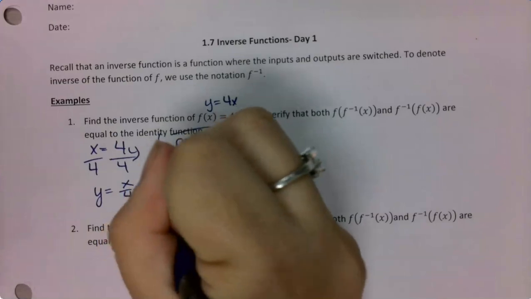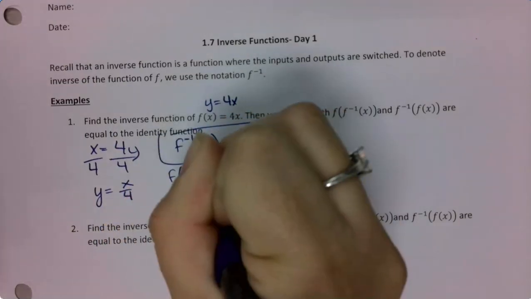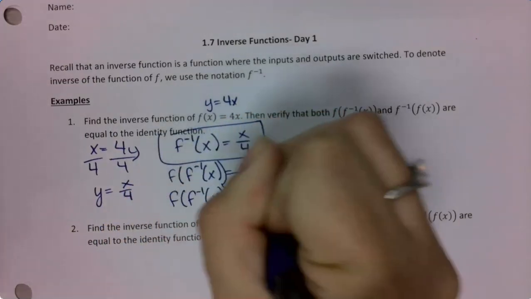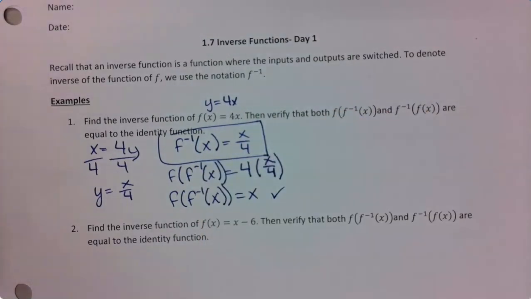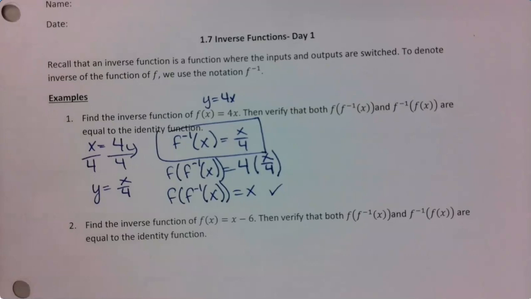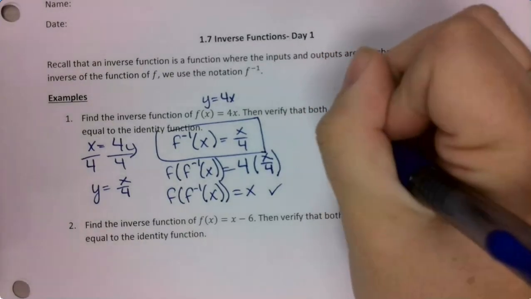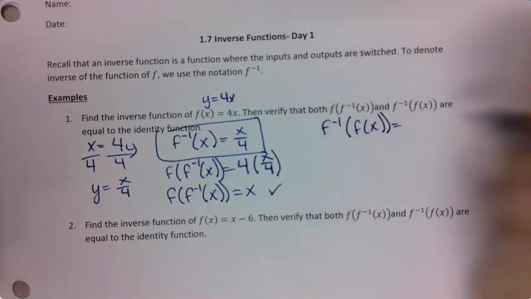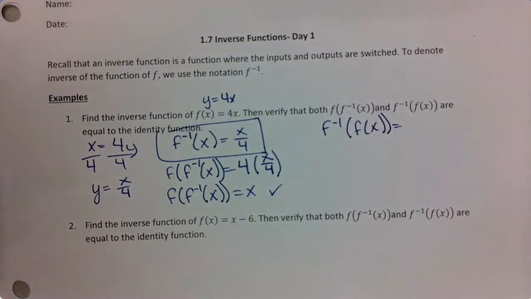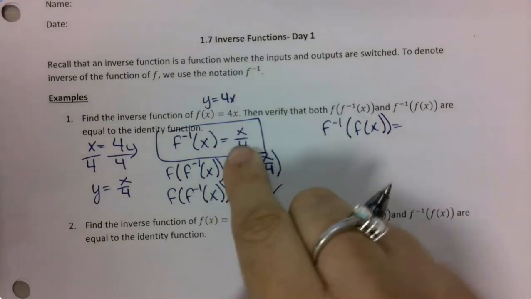So remember yesterday I was saying if we get x, it is an inverse, but I have to get it for both of them. So this one works, and I need to check the other way around, because sometimes it gives me x one way and not x the other way. So then I want to do the inverse function of f of x. So this one I'm plugging in 4x in for the x on my second function.